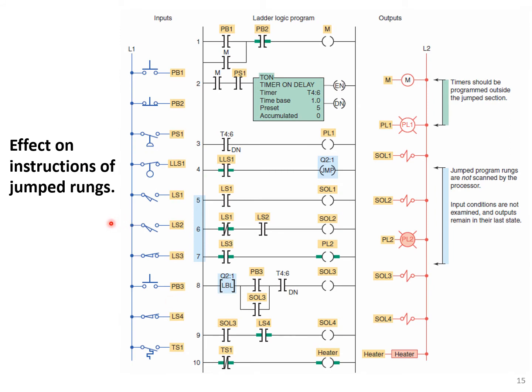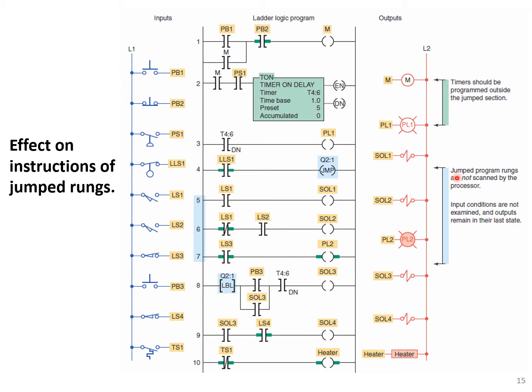Effect on instructions of jump rungs. Let's see what's happening. We have lots of inputs and outputs, and we have a jump and label here. When the jump is energized, it basically passes rungs 5, 6, and 7 and starts from rung 8.